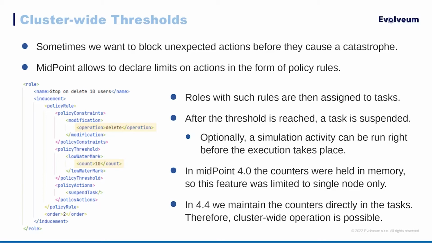After the threshold is reached, the task is automatically suspended. Well, there are two modes of operation here. Either this one, we can call it run then count, where we execute the task and count the events as they occur, or the other one is count then run, where MidPoint first simulates the execution, and only after making sure the thresholds are not exceeded, it runs the task fully.